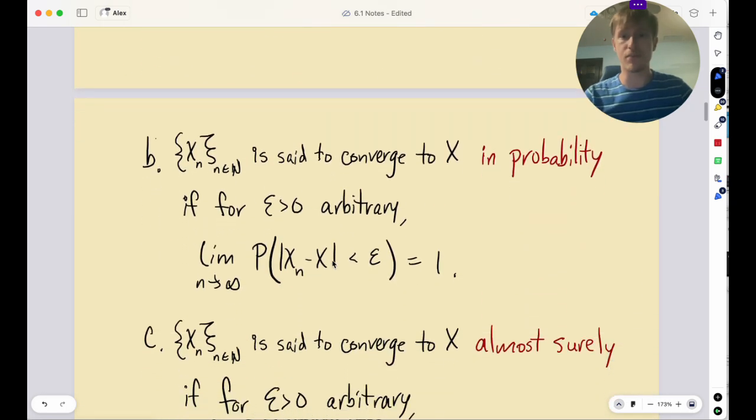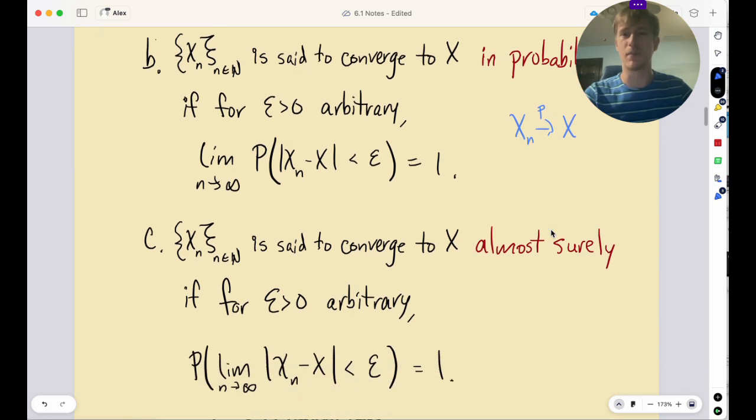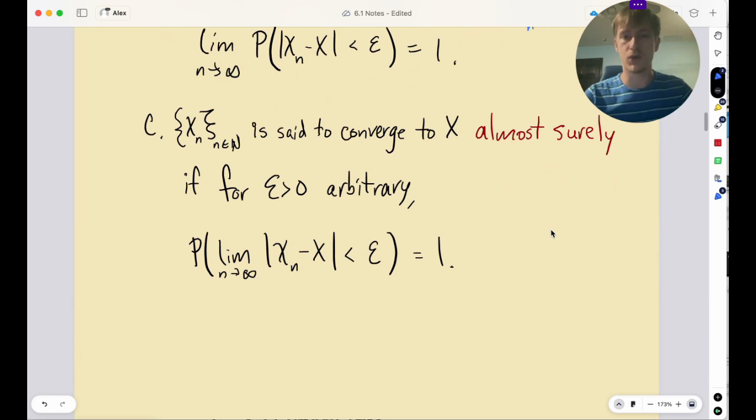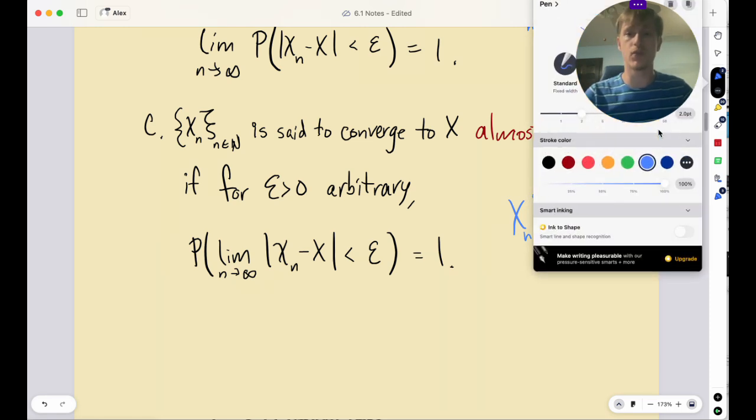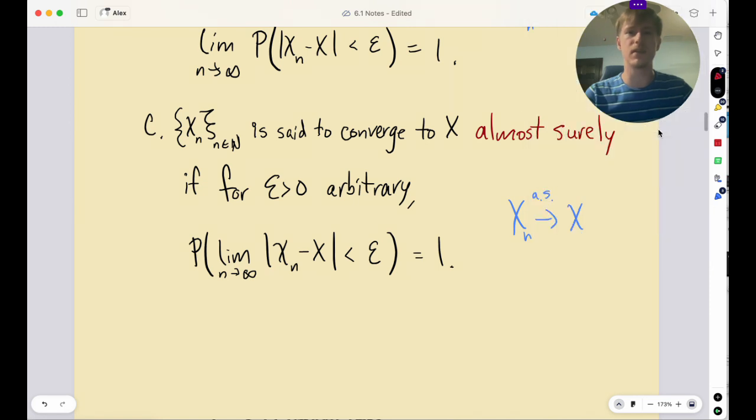If it converges in probability, typically we'll say this, but put a p. There are other notations, by the way, but this is just the one I'm going to try to use. And then almost surely, you would say a.s. Almost surely.